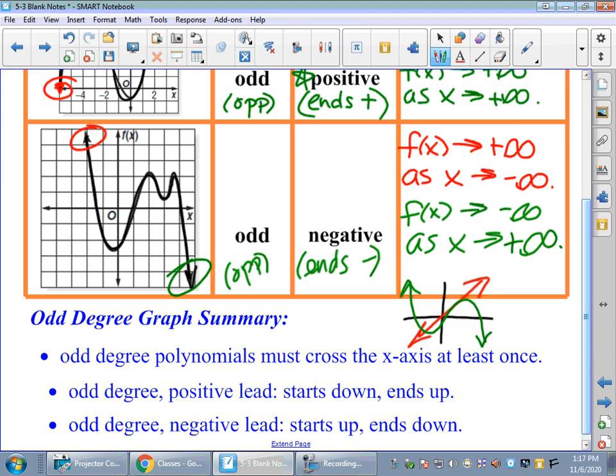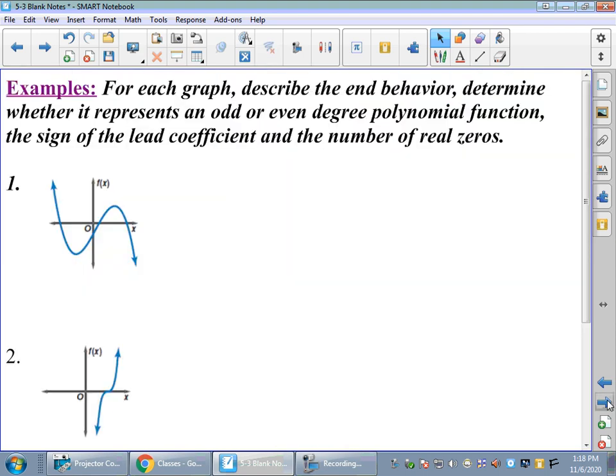And this kind of just summarizes: positive ends up, so it started down. Negative lead, it's going to end down, so it must start up, because they have to be opposite. All right, so a little bit of all of this together now. We don't have the equations, we just have the pictures. I'm going to save you the time for the end behavior. We're not going to really do the end behavior part, but let's go ahead and do the odd and evens of these things.